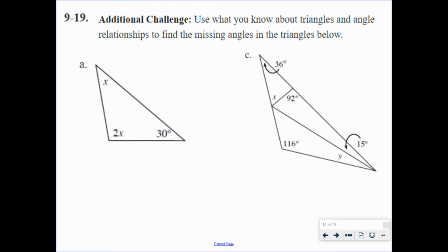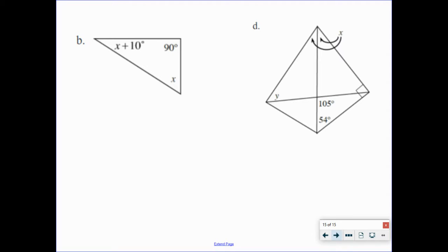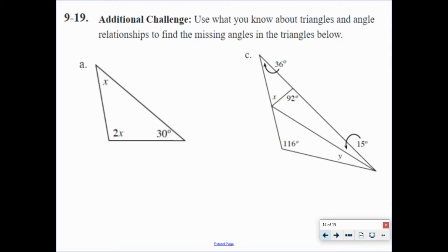This is going to be your lesson for Monday/Tuesday, depending on if you're remote or in person. But your homework is just going to be B and D of problem 919, so the problem that we did not get to during class on Friday.